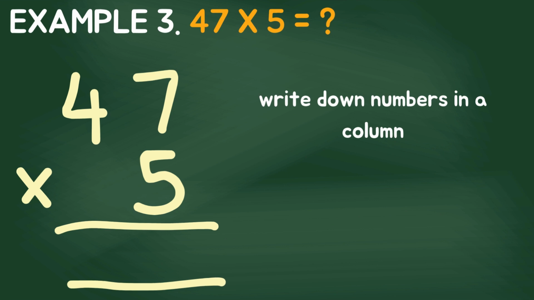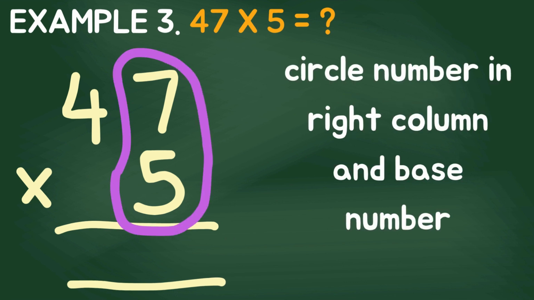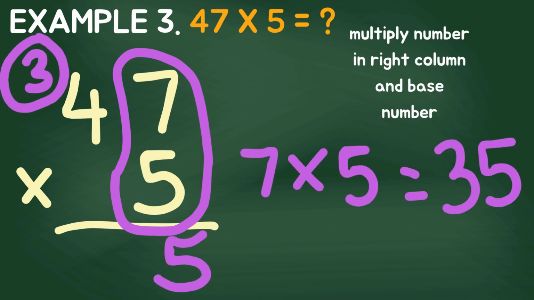Look at example 3. Let's find out what 47 multiplied by 5 is. You know the drill. Write down numbers in a column. Circle the number in the right column and base number. When we multiply 7 and 5, we get 35. Write 5 in ones place, and carry over 3 to tens place.